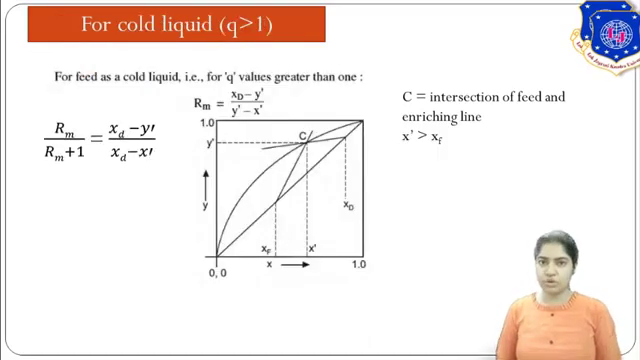Now similarly for cold liquid, what is your q value? It is greater than 1. Again, see the point of intersection here. C is the point of intersection between the operating line of the enriching section and the feed line. You can see your feed line slope is positive. Now what is the slope of the enriching section? Rm upon Rm plus 1 at minimum reflux ratio.